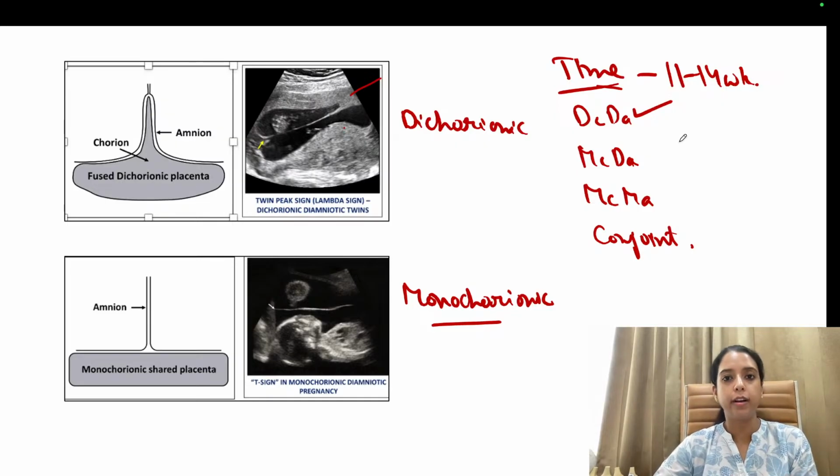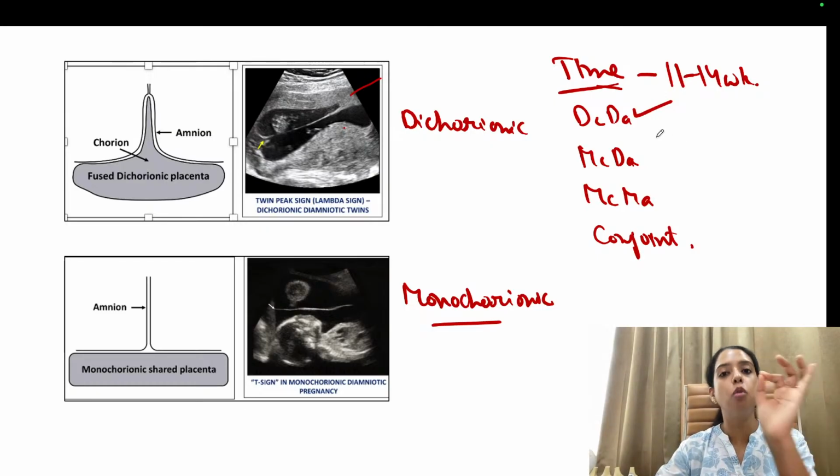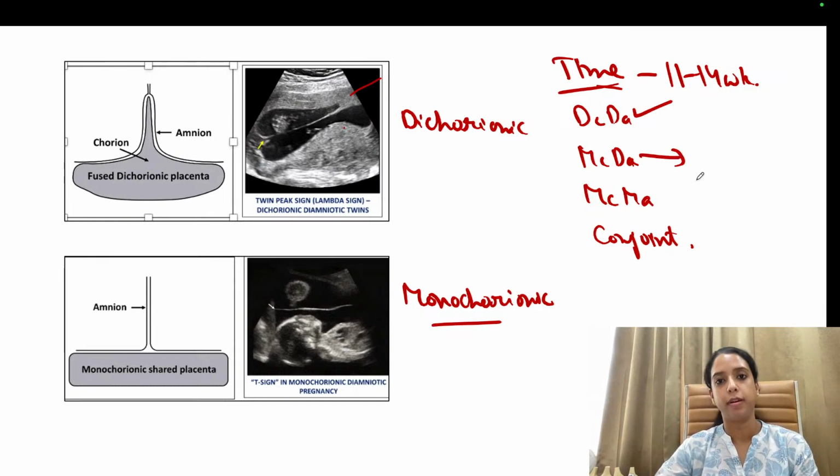Most twins are dizygotic, and dizygotic means two zygotes. These are two brother-sister kind of twins who are just coming in the uterus together, but they are completely separate. So because dizygotic twins are most common, DCDA is most common. But if the question is asked in monochorionic twins, which type is most common? The most common in monochorionic is this one.